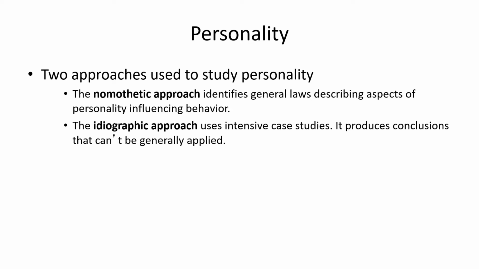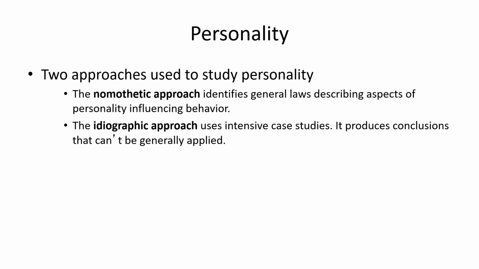The nomothetic approach basically has generalized laws describing which aspects of personality influence behavior, and the idiographic approach uses intensive case studies, right? This is like when we talk about Phineas Gage, where you get this really unique individual that can't generally be applied to broader swaths. So nomothetics is going to use actual evidence-based procedures. We're going to look at broad general stuff, and an idiographic approach might be studying someone with dissociative identity disorder, or maybe a serial killer, or somebody who has some unique experiences.